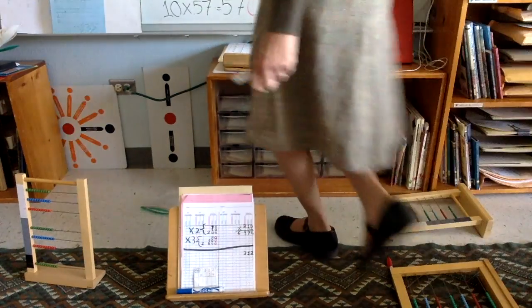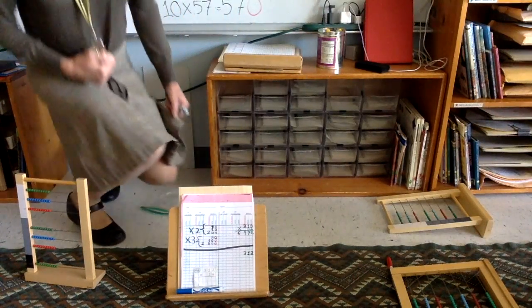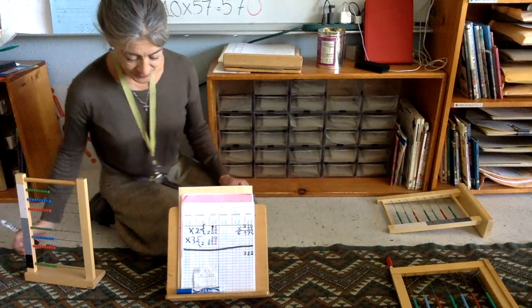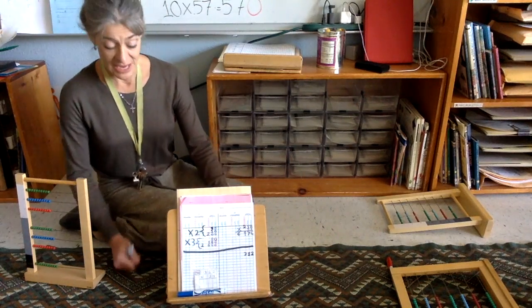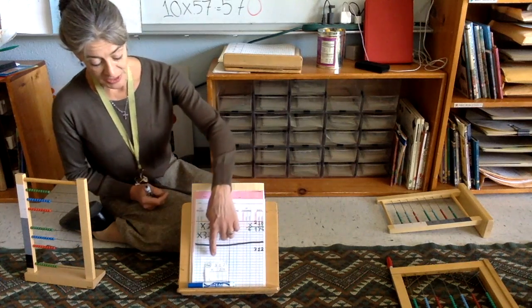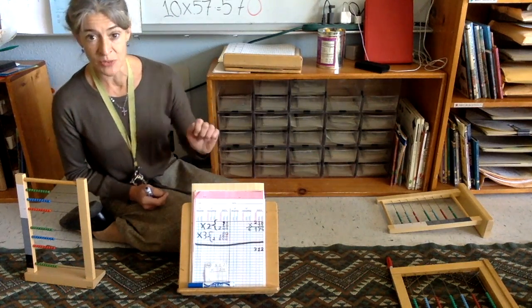September, week 4, math, 2nd grade, long multiplication with the special analysis paper. We're going to write 312 times 24.